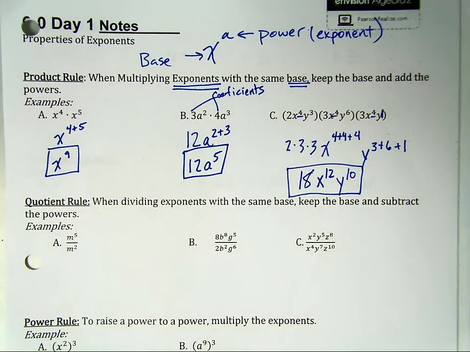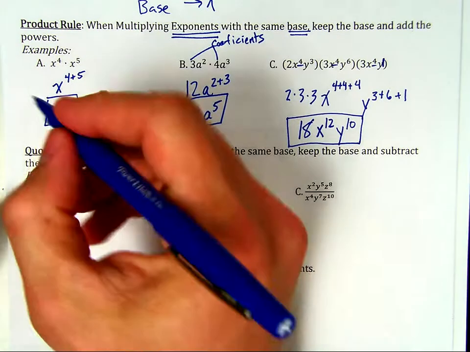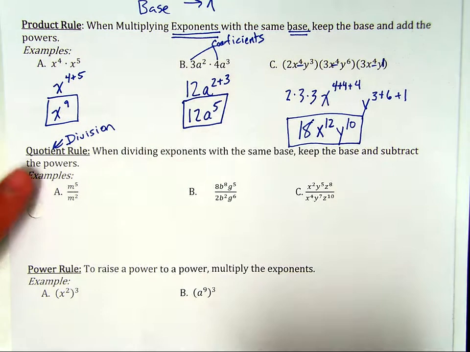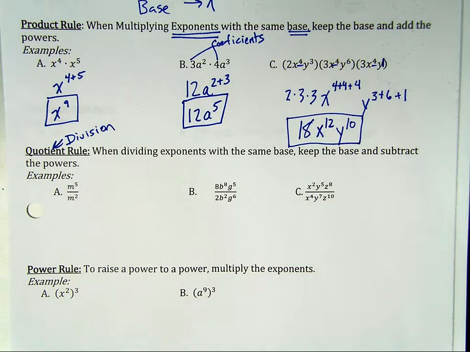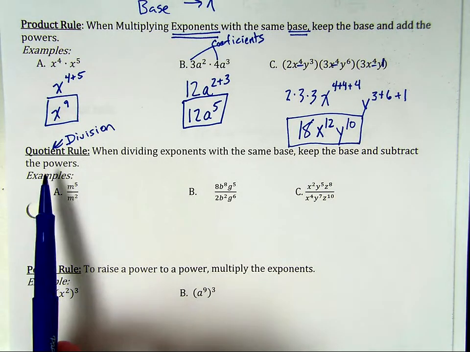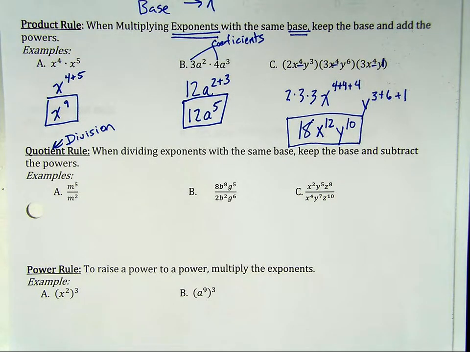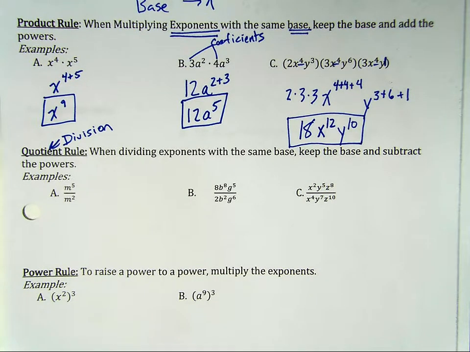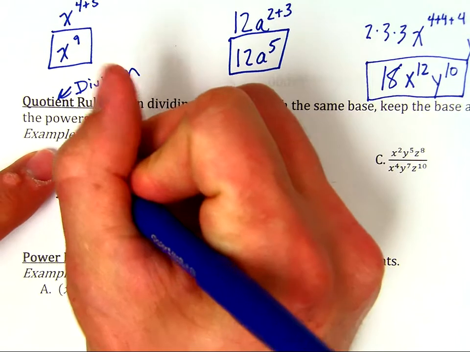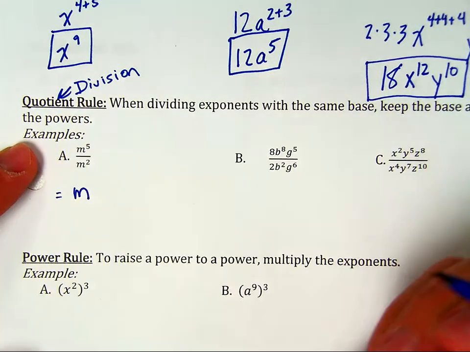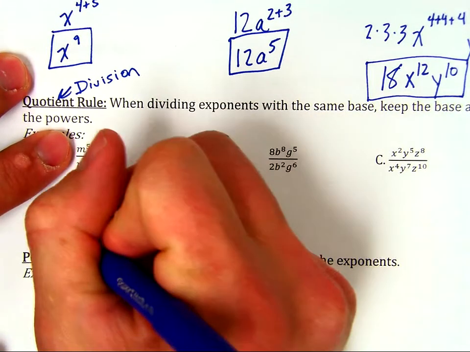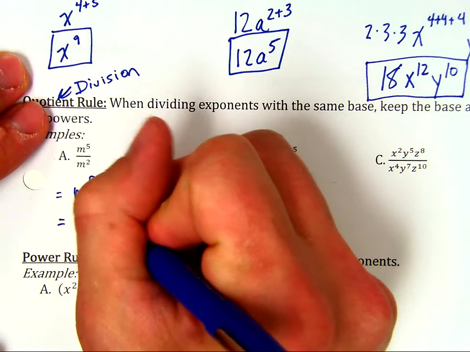All right, next one, the quotient rule. Quotient is the result of a division property, so anytime you're dividing, we use this property. When dividing exponents with the same base, you keep the base and you subtract the powers. So for the first one, we have m to the 5th divided by m to the 2nd. Here we have a base of m, so I keep the m. We take the 5, we subtract the 2, and we end up with m to the 3rd.